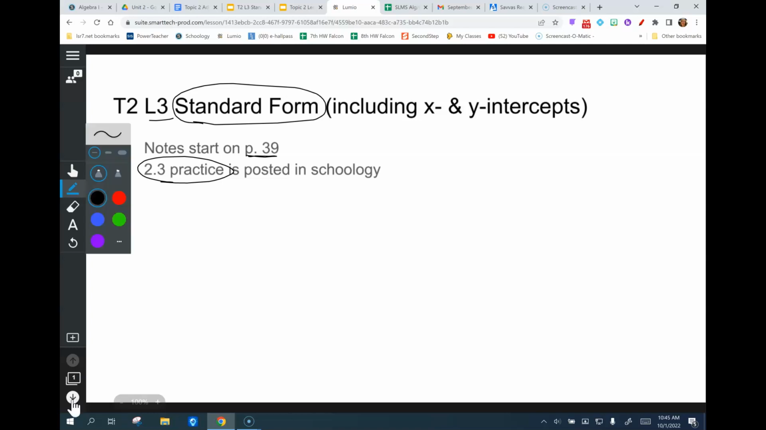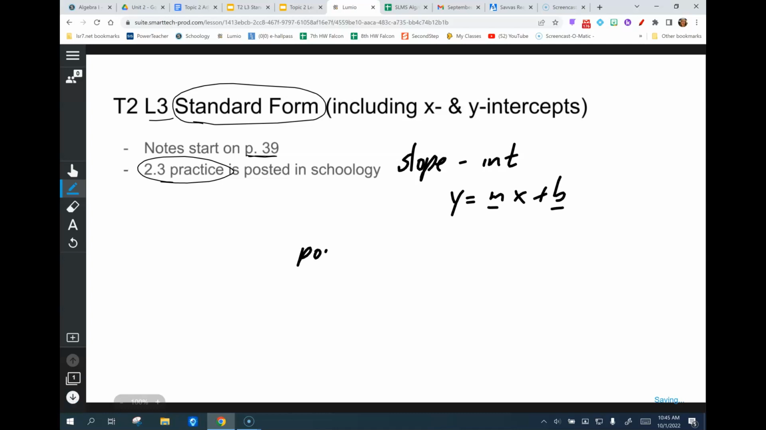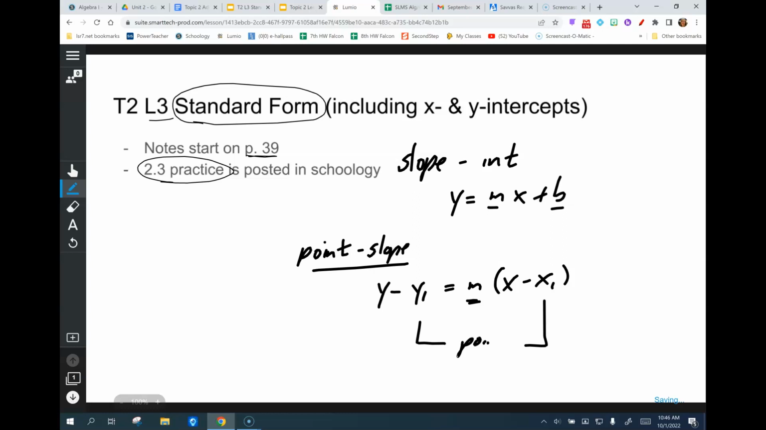We have had two other types of equations. We've had slope-intercept, and slope-intercept is y equals mx plus b, where m is the slope, b is the y-intercept. We've also had point-slope form. Point-slope is y minus y sub 1 is equal to slope times the quantity x minus x sub 1, where m is the slope and y sub 1, x sub 1 is the point. So today we're going to talk about standard form.